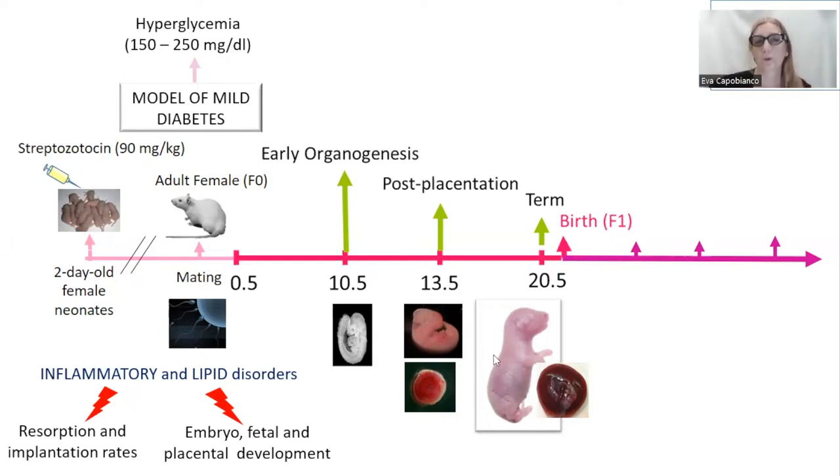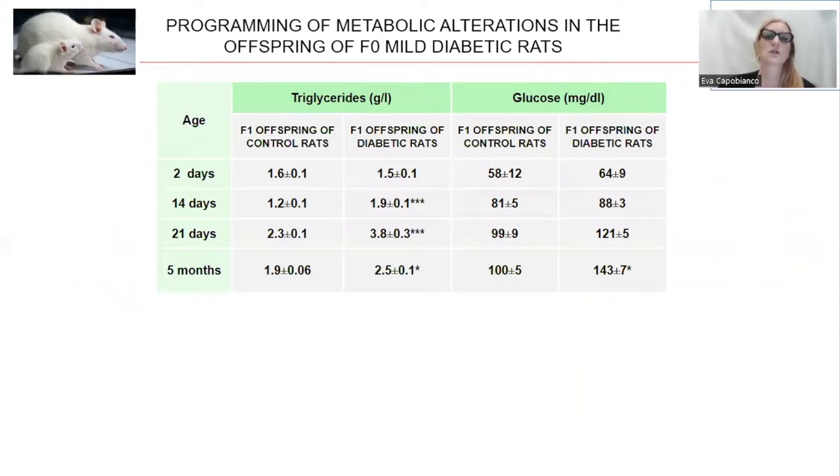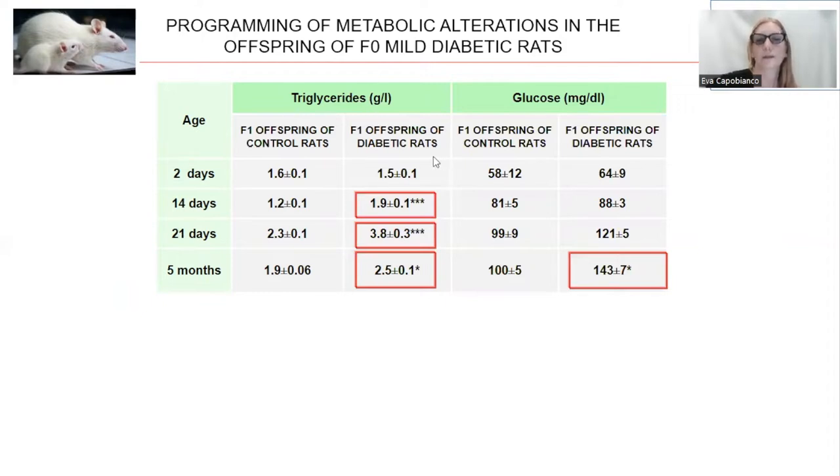Today, I am going to focus on the study of the offspring of these mild diabetic rats in different stages of postnatal development, such as lactancy, youth, and adulthood. Our first results showed that from the first days of life, the offspring of diabetic rats have an increase in the levels of triglycerides from day 14 of age, and they are still observed at 5 months of age. However, the increase in glucose levels appears at the age of 5 months in the offspring of diabetic rats.